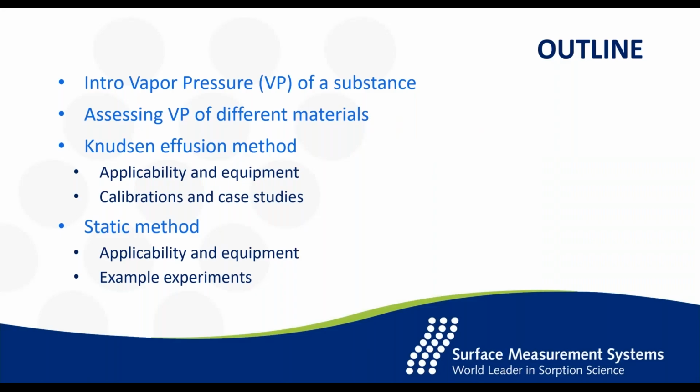And we'll start with a short outline of the talk. We have a short intro to vapor pressure of a substance, how it's being assessed on different types of materials, fluids, solids, and a little bit of detail of two particular methods used to assess vapor pressure, the Knudsen diffusion method and the static method, with examples of each.